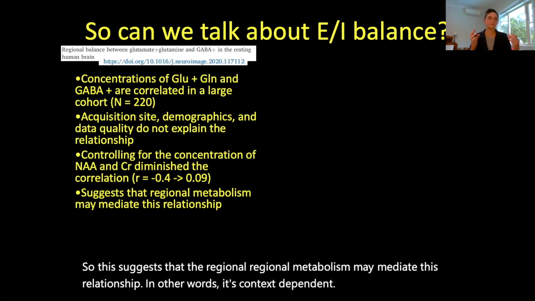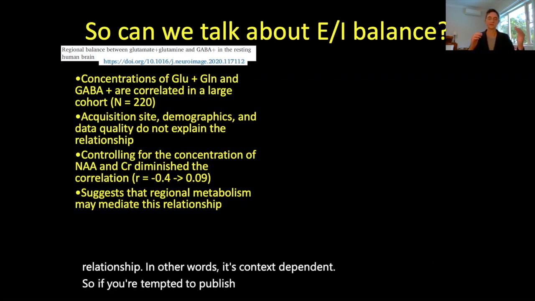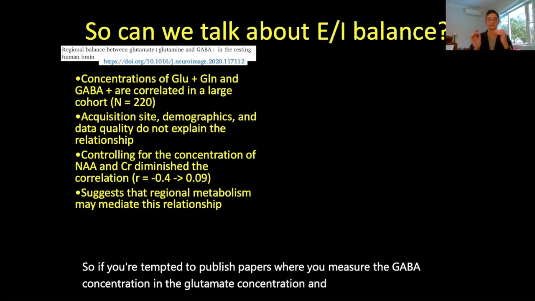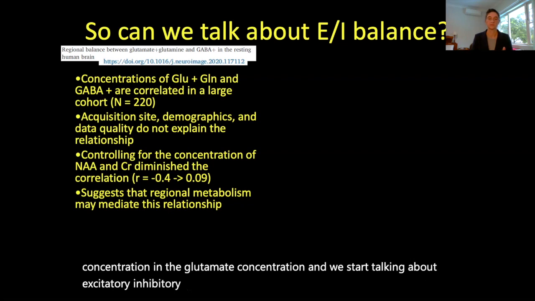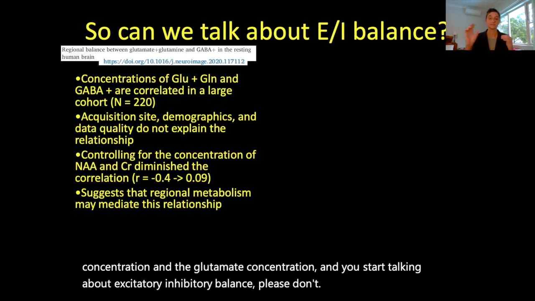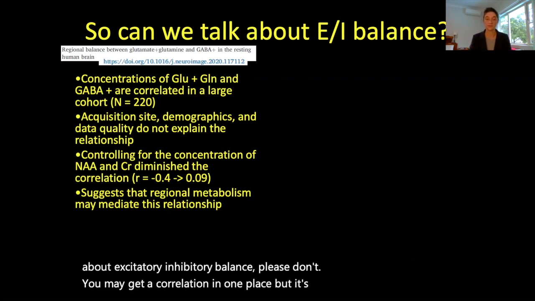So if you're tempted to publish papers where you measure the GABA concentration and the glutamate concentration and you start talking about excitatory inhibitory balance, please don't. You may get a correlation in one place, but it's very likely that you just got lucky.